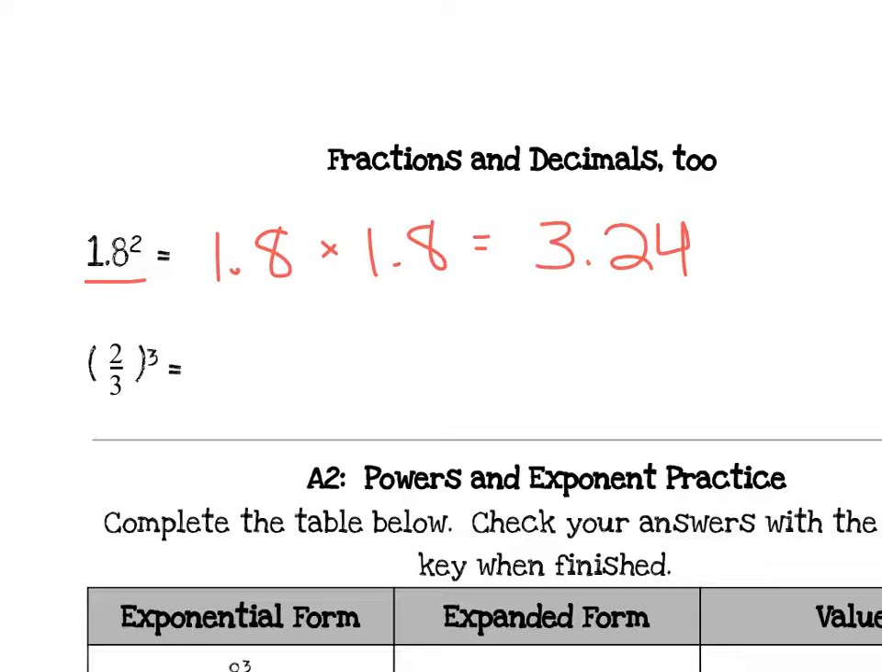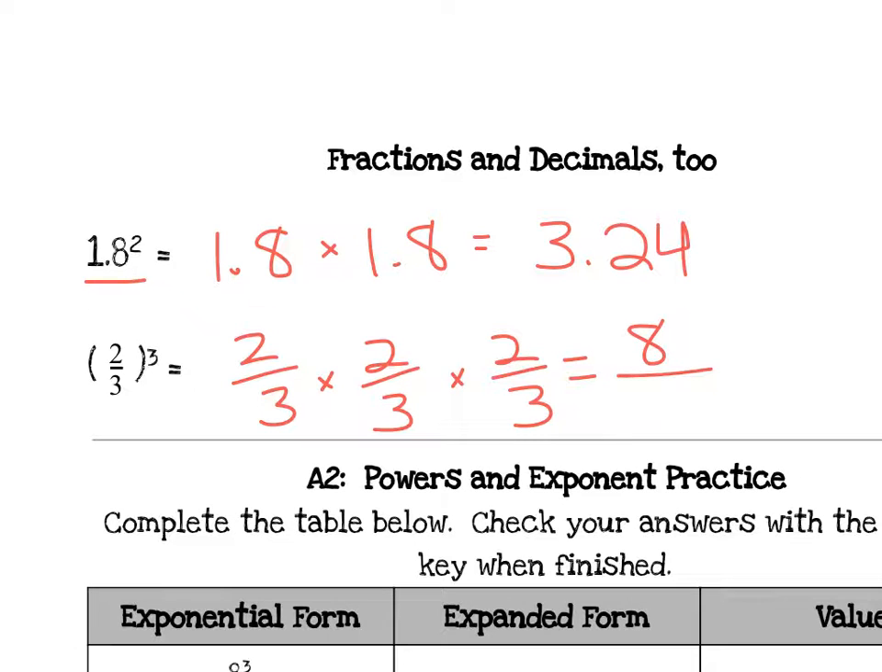Okay, the next one, 2/3 to the 3rd power. So that means we'll do 2/3 times 2/3 times 2/3. Okay, and we're just going to multiply straight across. 2 times 2 is 4, 4 times 2 is 8, 3 times 3 is 9, and 9 times 3 is 27. So 2/3 to the 3rd power would be equal to 8/27.